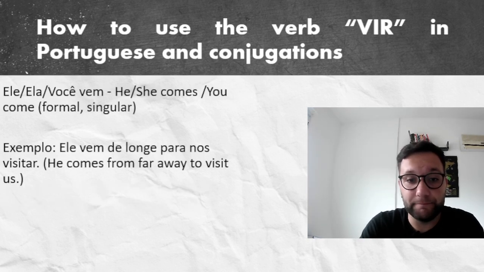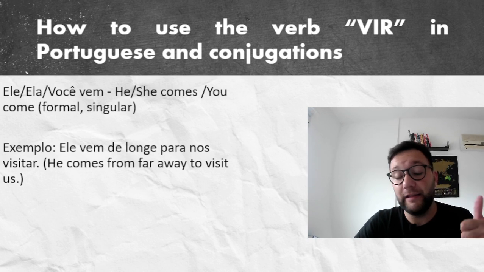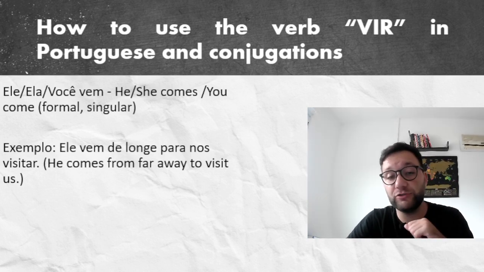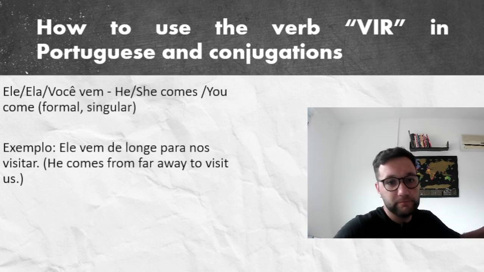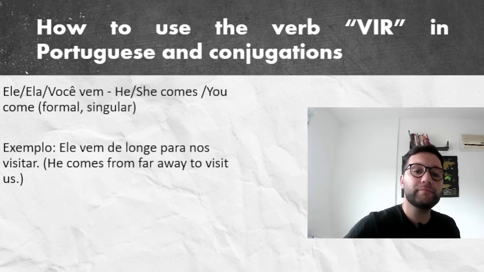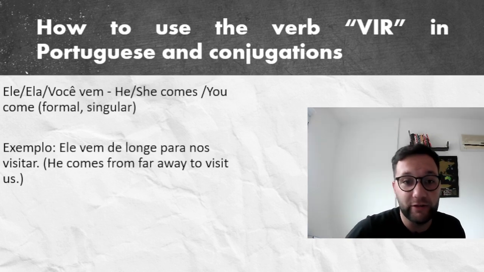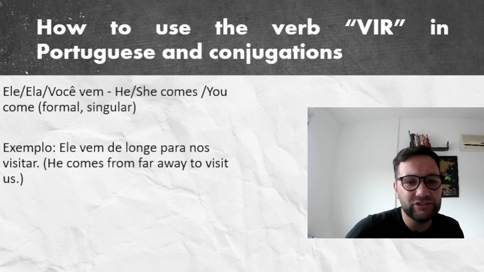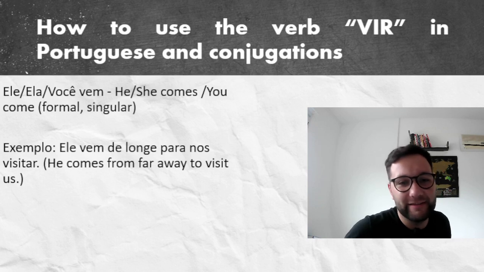Now, you come would be actually you, he and she, it's the same conjugation here. Vem. Ele vem, he comes. Ela vem, she comes. And you come, você vem. Pay attention to the example and try to take notes and repeat. Ele vem de longe para nos visitar. He comes from far away to visit us.